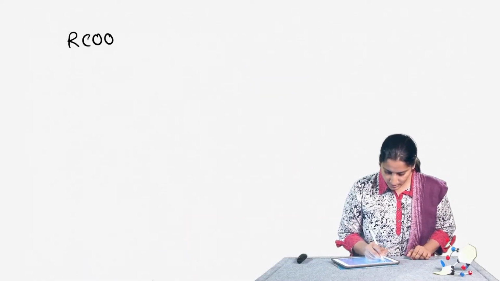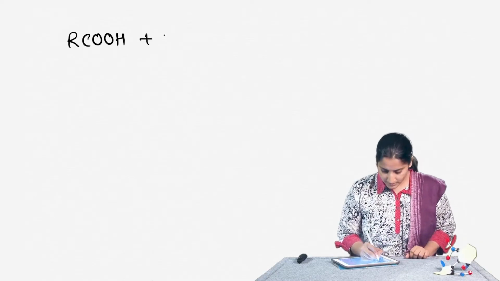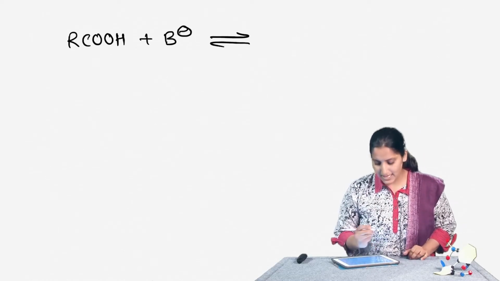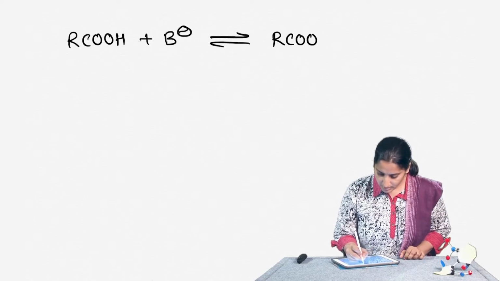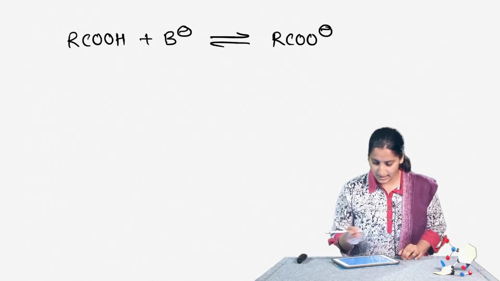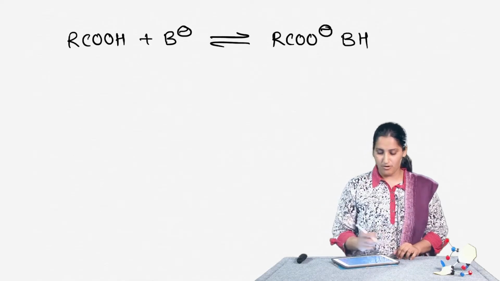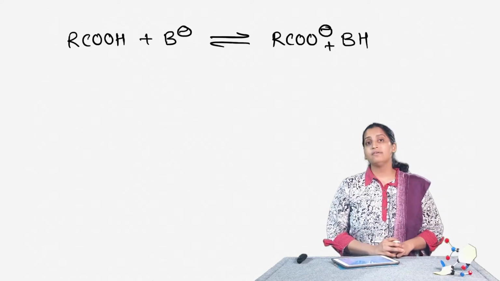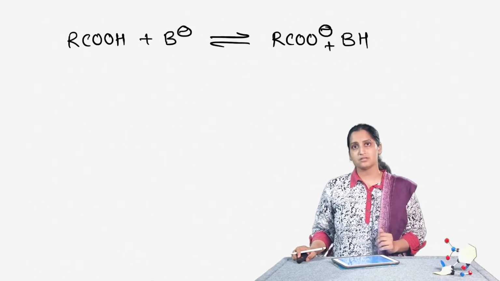I am going to take a carboxylic acid and I am going to react it with a base B minus, it is a generic base. Whenever a base reacts with a carboxylic acid, you have the corresponding salt prepared, which is basically RCOO minus, and you have BH formed, right. Okay. So, what we are going to do now is we are going to try and separate these two compounds.